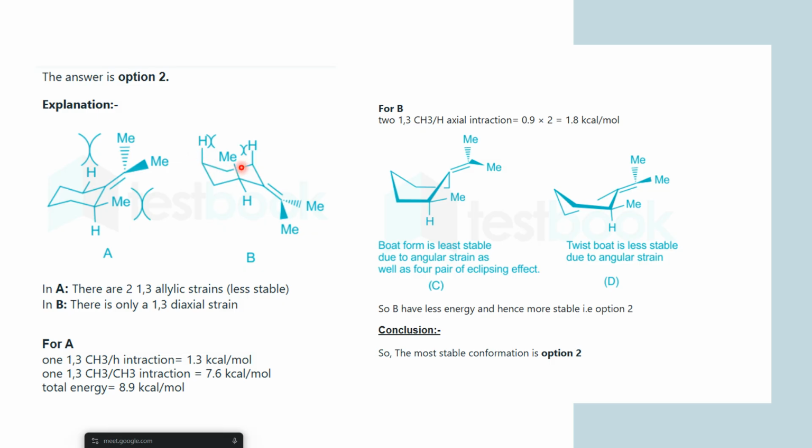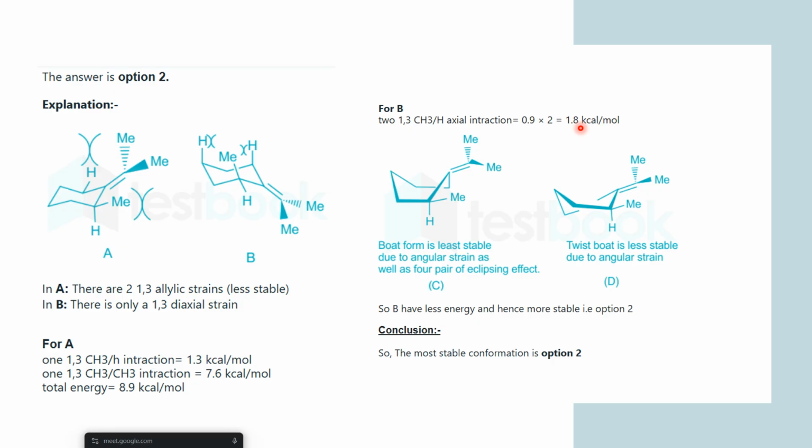Although this methyl will not have any steric interaction with the double bond substituents, it will have a steric repulsion with the hydrogen atoms which are axial. Okay, so if we calculate the total energy possessed by the structure given in option 2, we see that it contains 2, 1,3 methyl-hydrogen axial interactions, which gives the amount of energy to be 1.8 kilocalorie per mole.